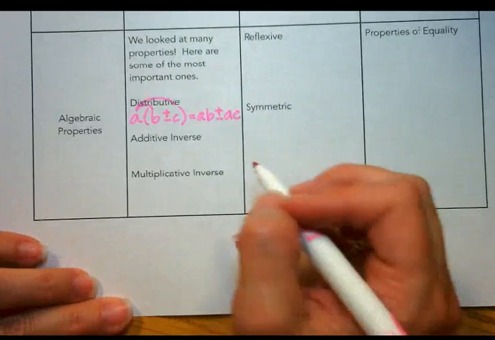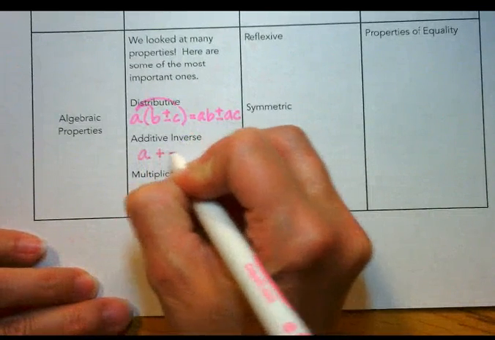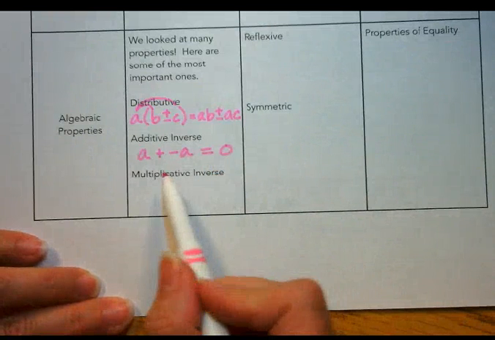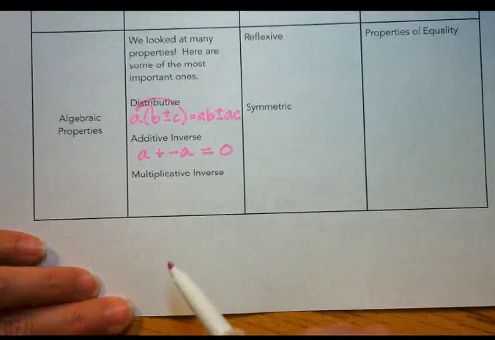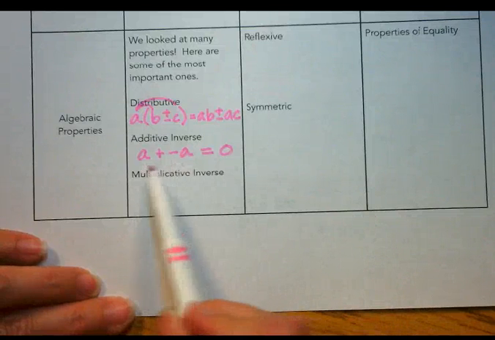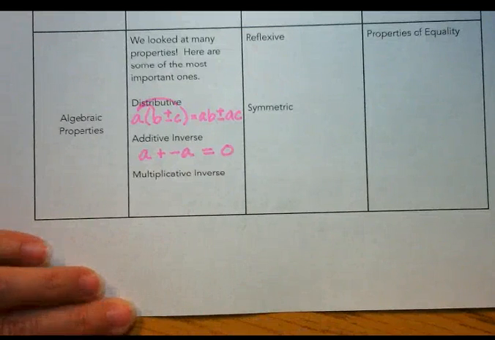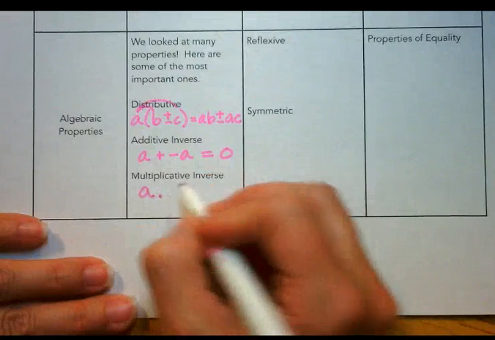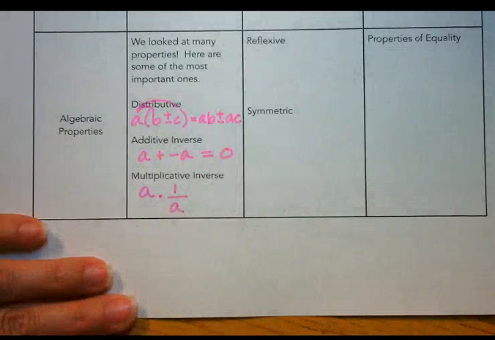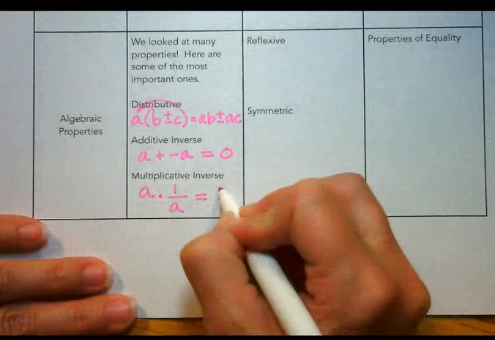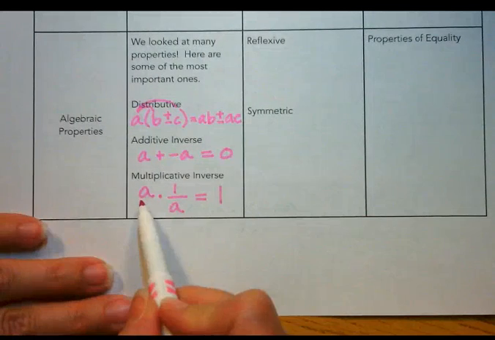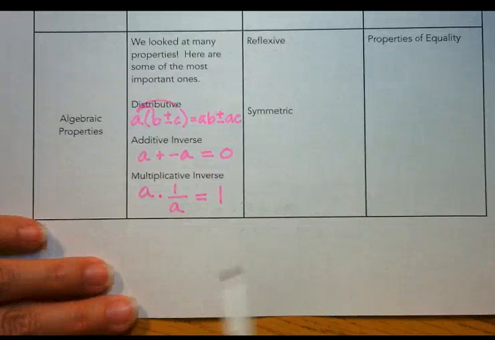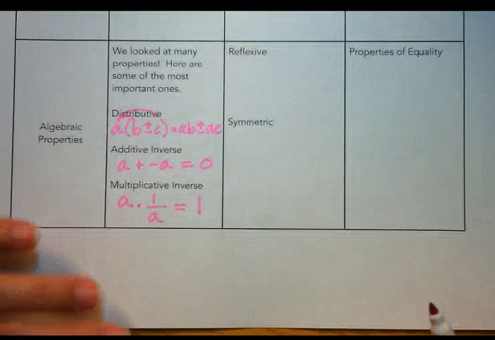Additive inverse, that is when you add a number with its opposite and it always equals 0. And the reason why that property is important, that's the one we use in elimination, is the additive inverse. So that's what allows us to cancel something in elimination. Multiplicative inverse, that's when you are multiplying by its reciprocal. You always get 1. So whenever you multiply a number by its reciprocal, it always equals 1. And that's the inverse of multiplication.